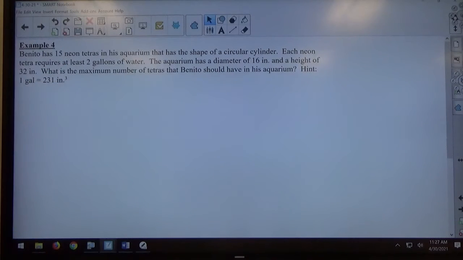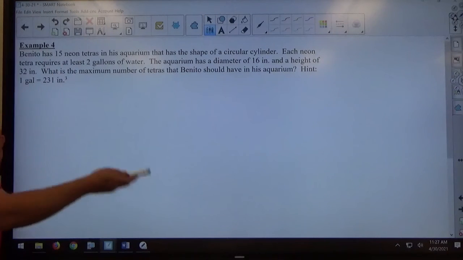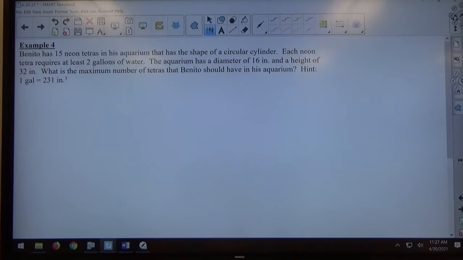Okay, so example 4. Benito has 15 neon tetras in his aquarium that has the shape of a circular cylinder. All right, so does anybody see a circular cylinder on the paper? Nope. So we have to draw a circular cylinder.